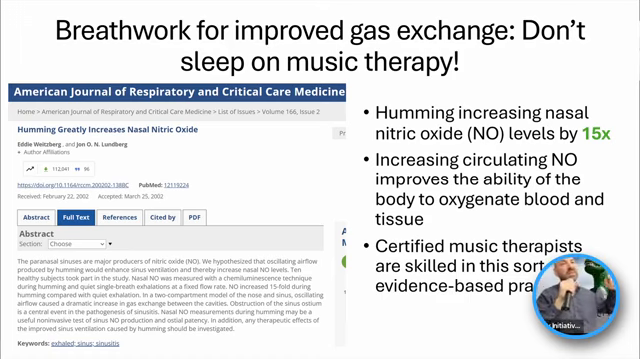If you think about IACCs as having a vascular component and having a blood perfusion component, so you're not getting enough oxygen into your tissues, nitric oxide in our bodies is what allows gas exchange in tissue to occur. And humming can increase nitric oxide levels by 15x. So often what we do is we have music therapists working with groups of patients to do both humming therapy and breathwork therapy together. Most certified music therapists are wonderful and know all of this. They know about humming therapy. They know what it does to nitric oxide levels.